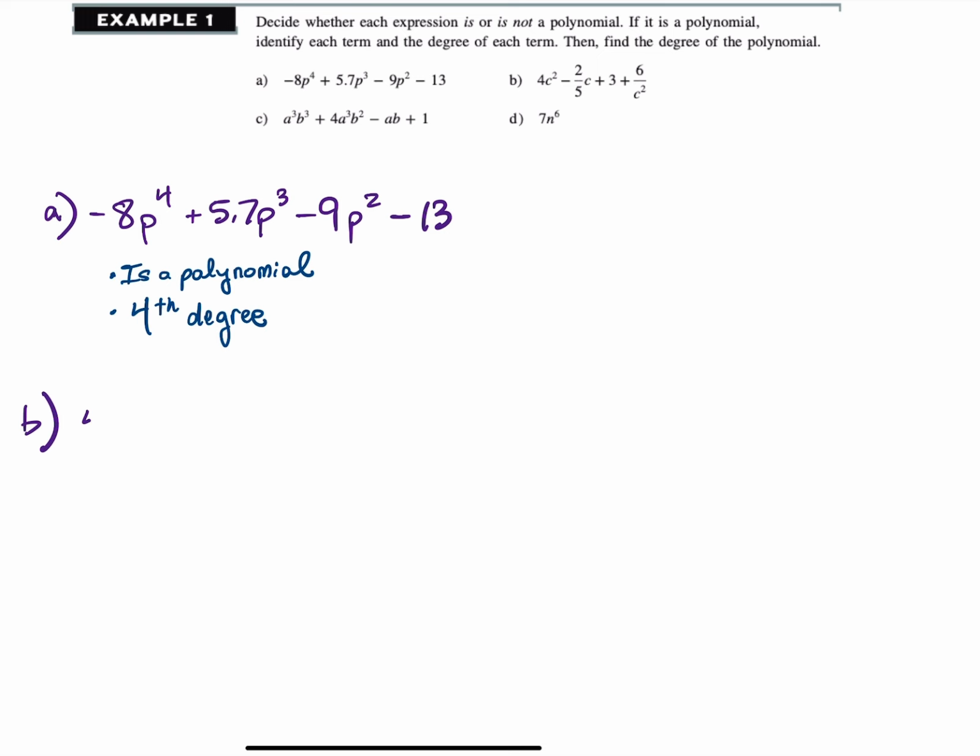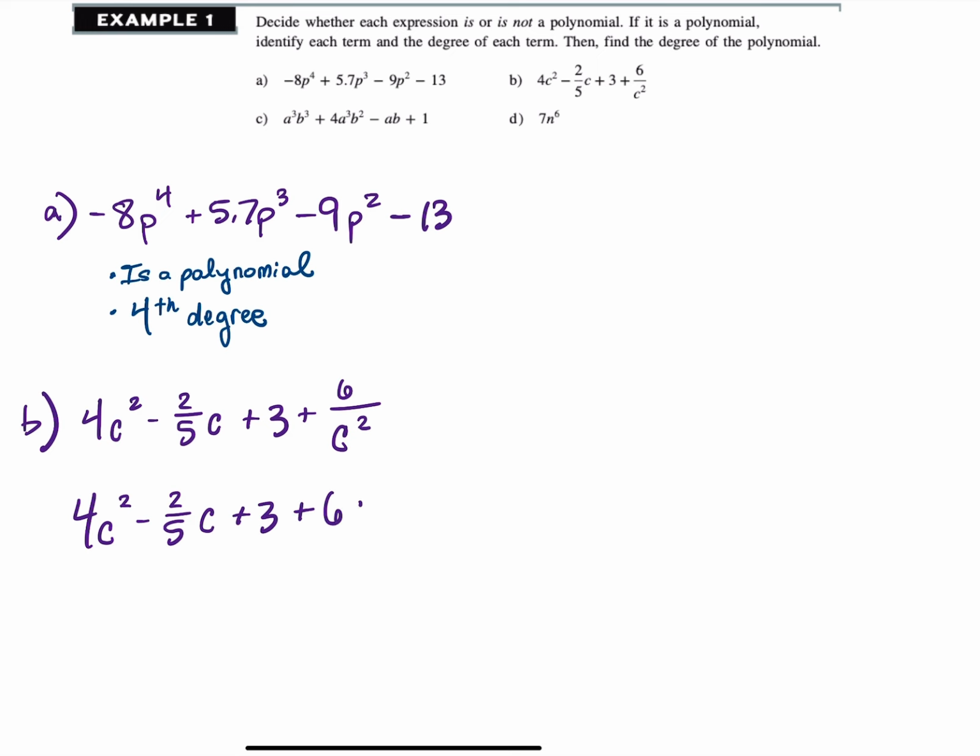Part B, we have 4 times c squared minus 2/5 times c plus 3 plus 6 over c squared. So we have that c squared in the denominator. If you remember, we can express that as a negative exponent. So instead of 6 over c squared, I can write this as 6 times c to the minus 2 power, to borrow that rule of exponents.